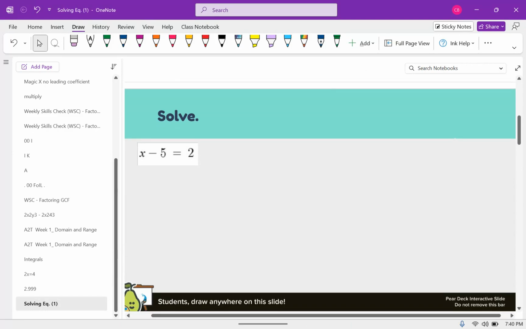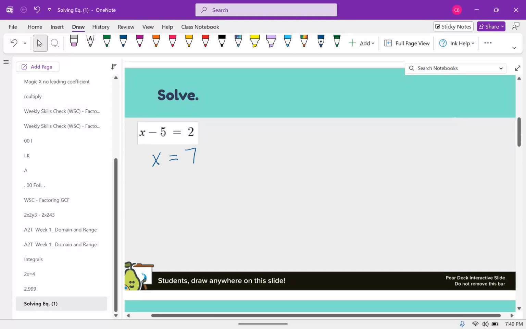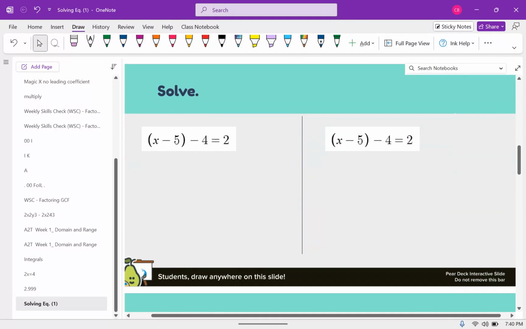So first of all, if I were asked to solve x minus 5 equals 2, I would add 5 to both sides. So I would do x equals, and then 2 plus 5 is 7. So super simple, basic. I've done that one a million times. The next one we would do is this one.